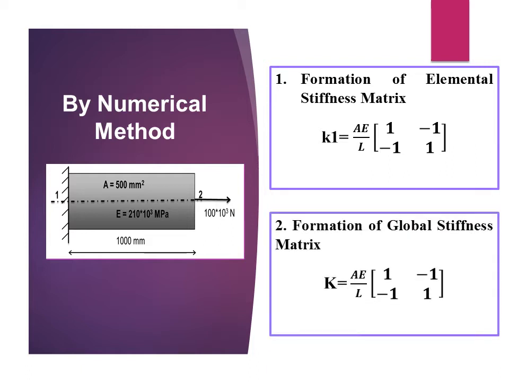Now as we have discretized this problem into one element itself, our global stiffness matrix is itself the elemental stiffness matrix. So capital K is equal to A into E upon L, times a matrix with first row 1, minus 1 and second row minus 1, 1.